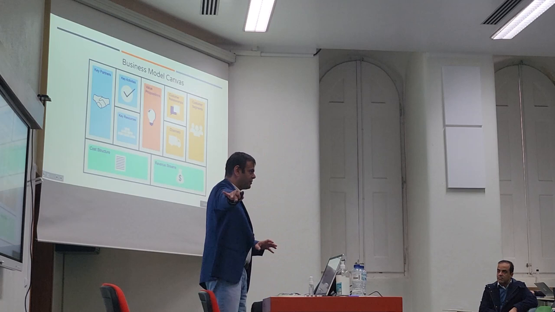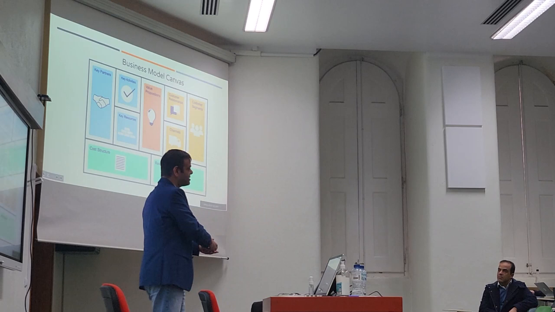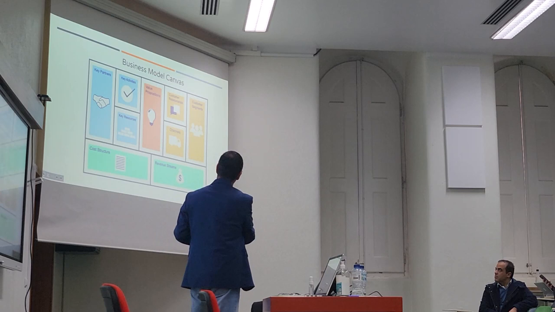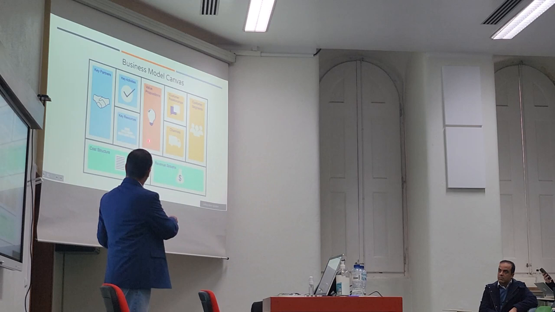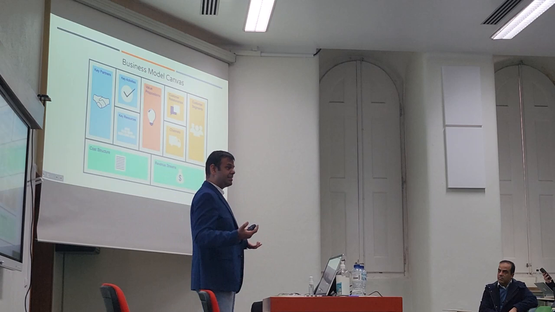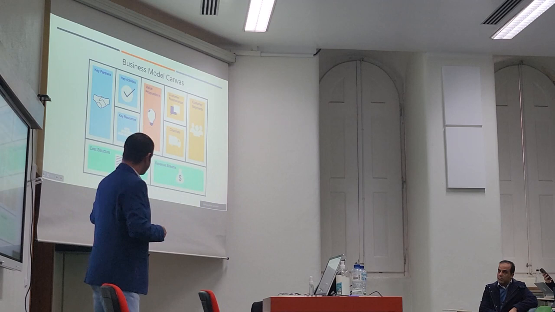You have another aspect of the business, which is how is your business operating? That's the left side. That means who are your key partners in your business. You might not be making everything yourself. You may have suppliers, you may have collaborators, you may have service providers. What are the key resources that you need for your business? What are the key activities that you need to do? And what is your cost structure? So this is a typical business model used for analyzing more mature businesses.